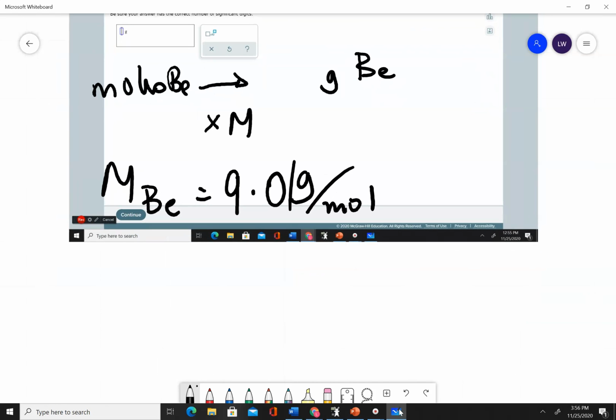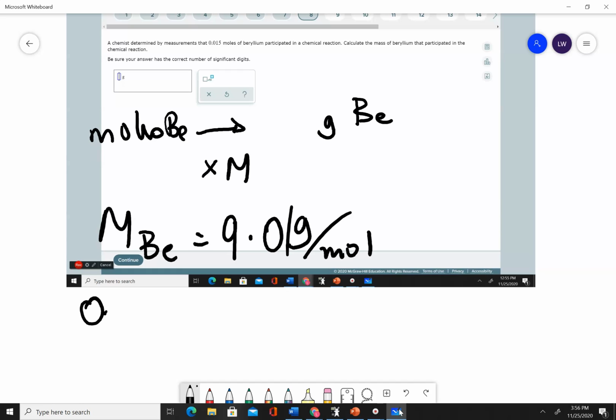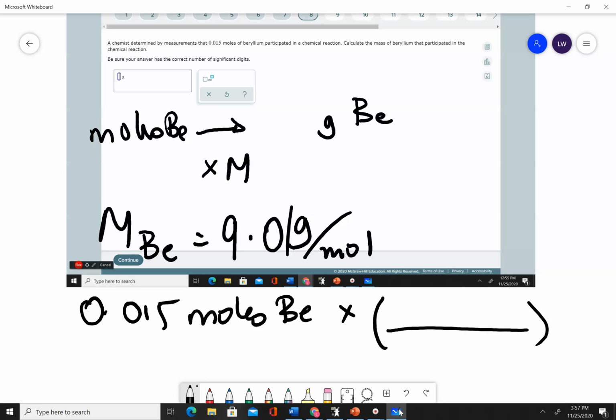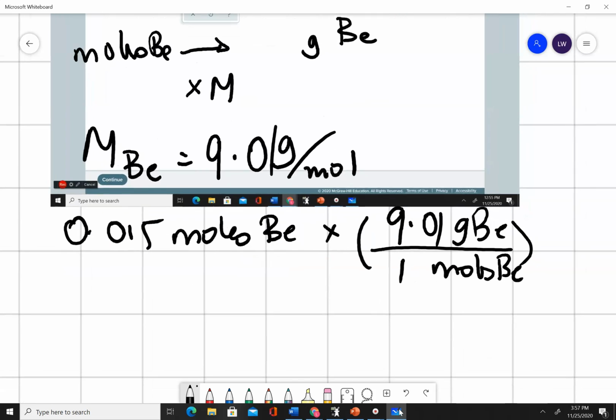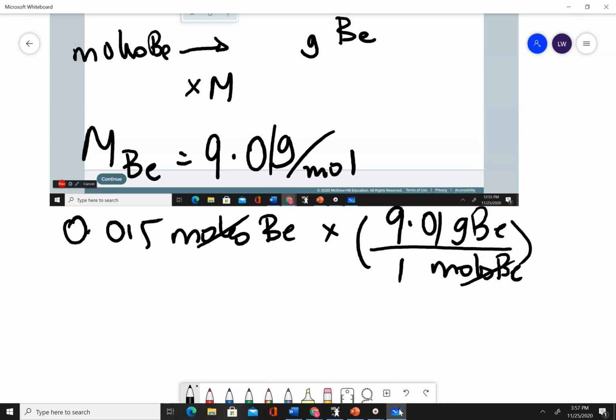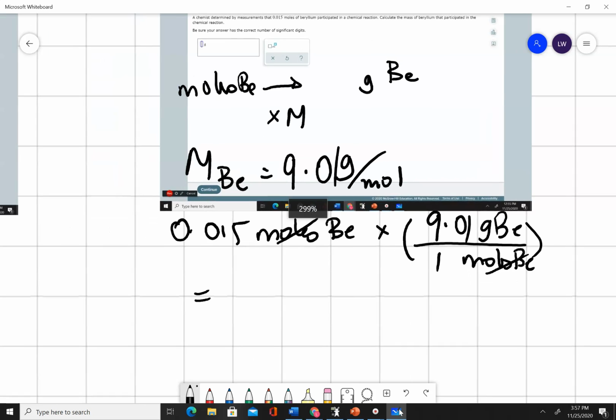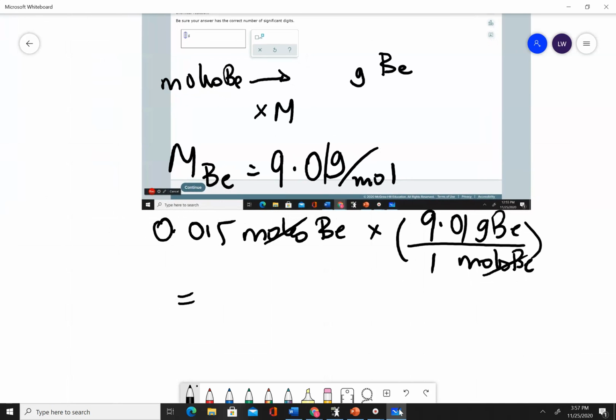And now, pretty simple, we have 0.015 moles of beryllium, and then we want moles of beryllium on the bottom line, so it cancels, and we want to be turning it into grams of beryllium, so we just multiply it by 9.01 grams per 1 mole. Moles of beryllium cancels out, and there's our answer. Now, to get the sig figs right, it tells us we have to have the correct number of sig figs. We had 2 sig figs there, and we had 3 sig figs here, so we want to round off to 2 significant figures. So 0.015 times 9.01, and our answer is 0.14.